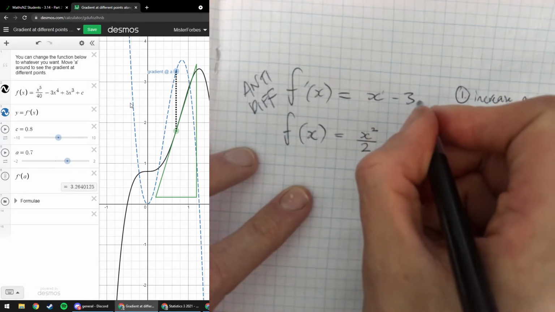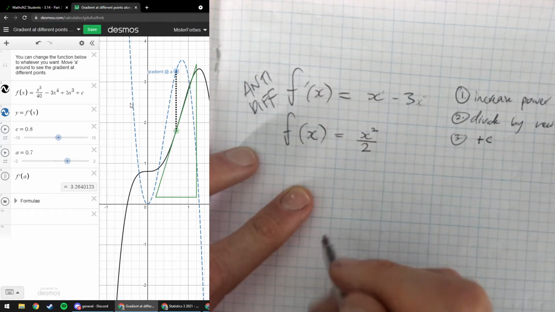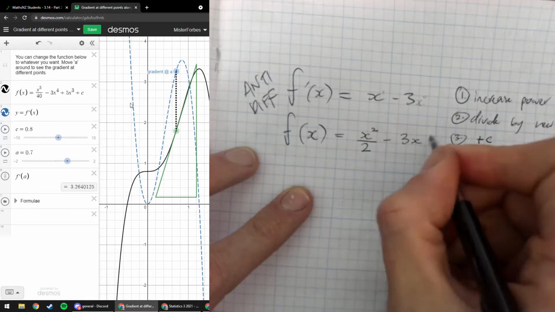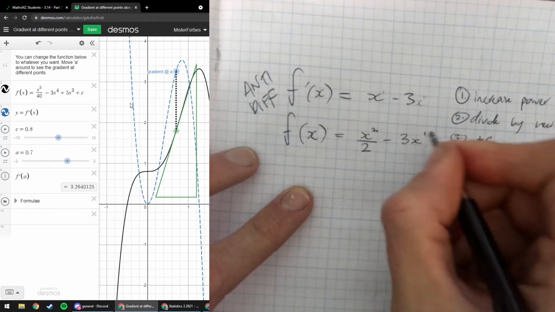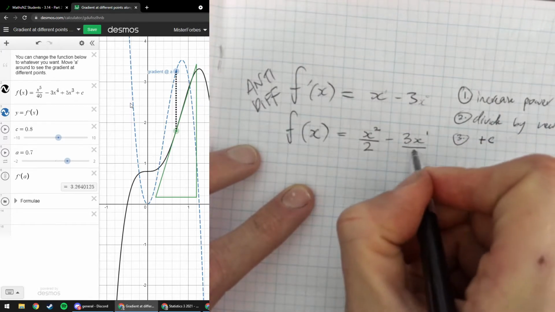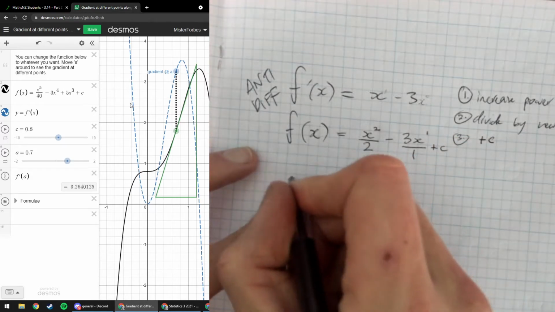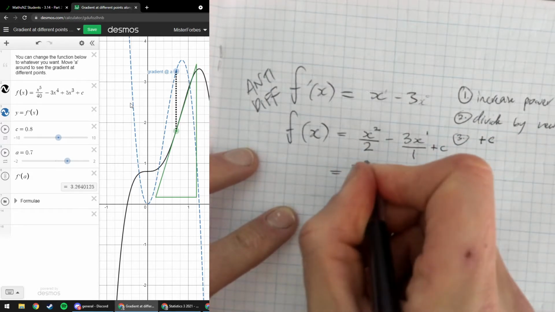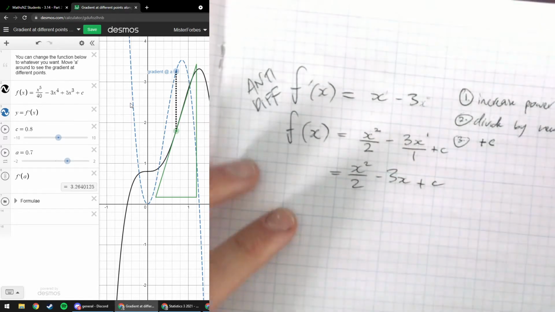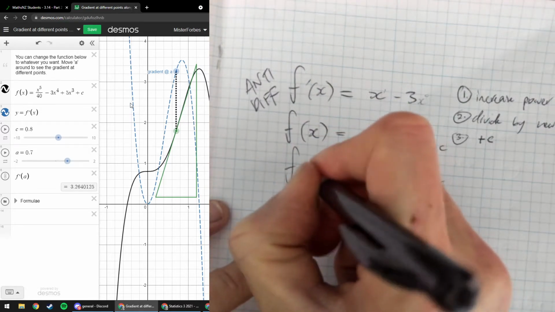Now, minus 3, that's the same as having x to the power of 0 secretly there. So it's going to be minus 3x, and then that's going to be to the power of 1 now, because we are increasing the power by 1. And then it's divided by 1. And then remember the plus c at the end, so the function is going to be x squared over 2 minus 3x plus c.